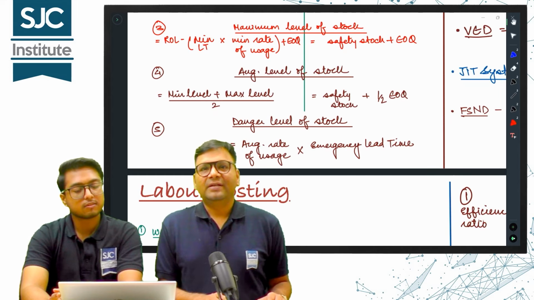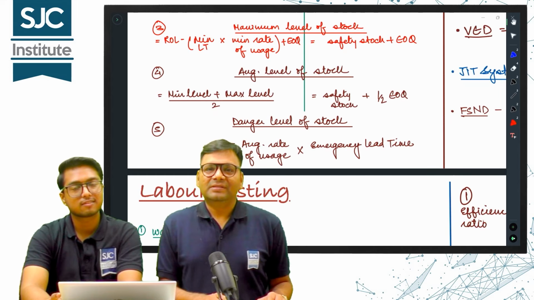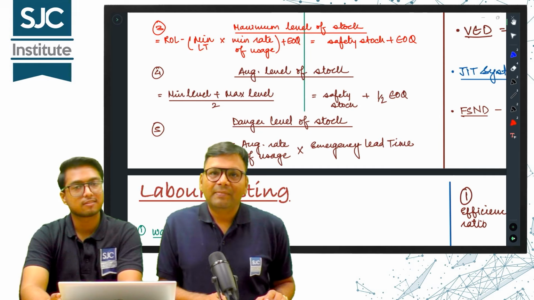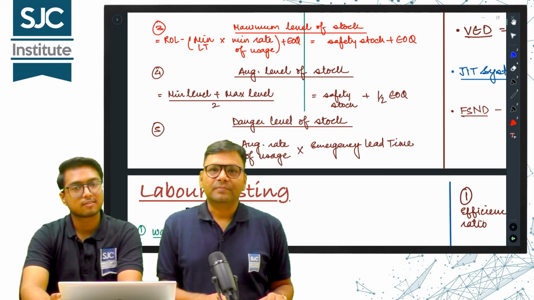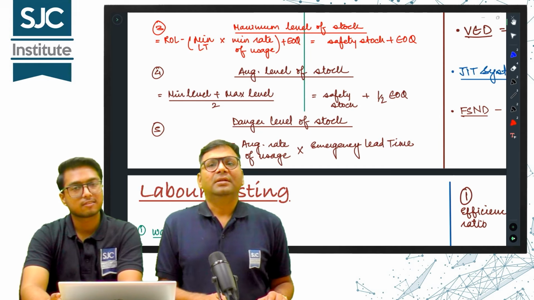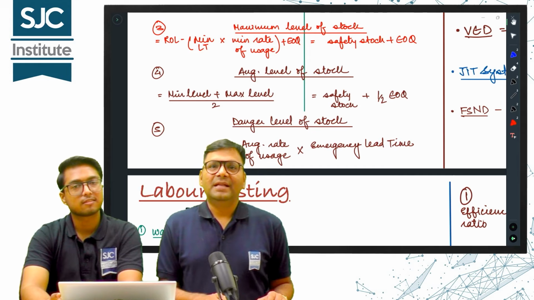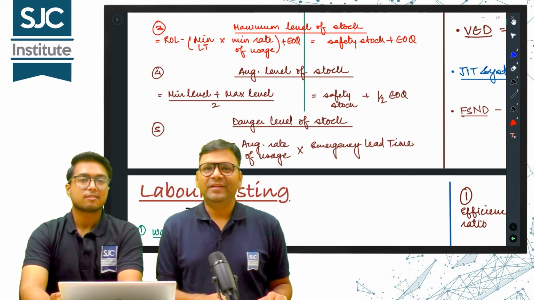Another very different stock level which is computed very often is called as danger stock level. Danger stock level is equal to emergency lead time multiplied by average rate of usage. I would like to add here that the level of danger stock lies below reorder level but above minimum level.